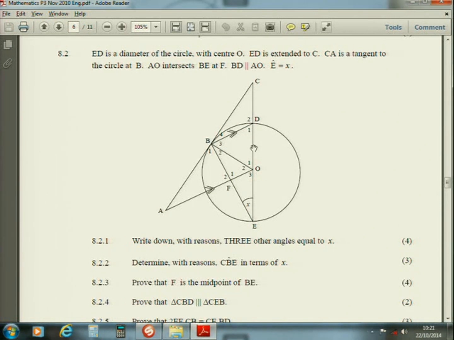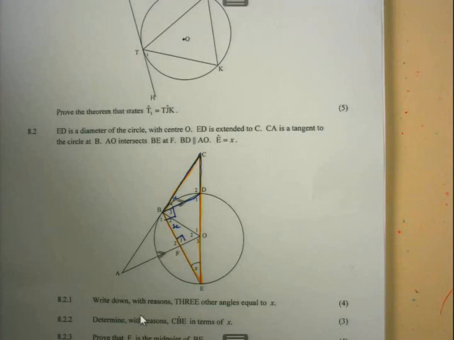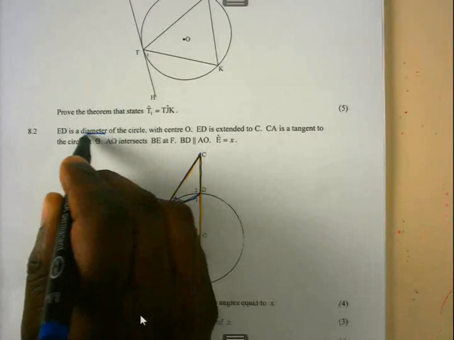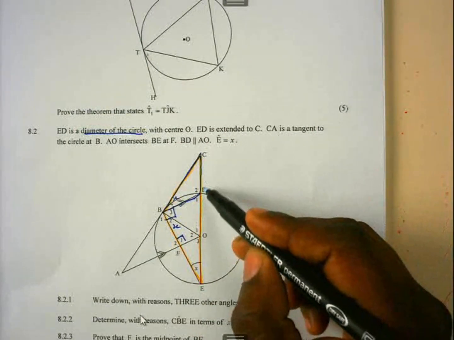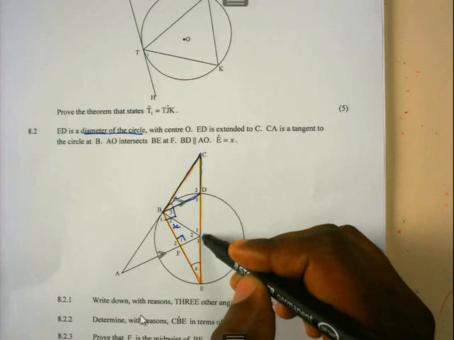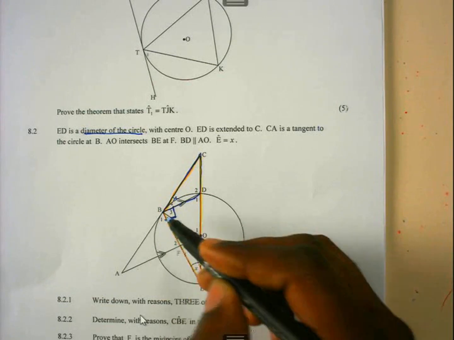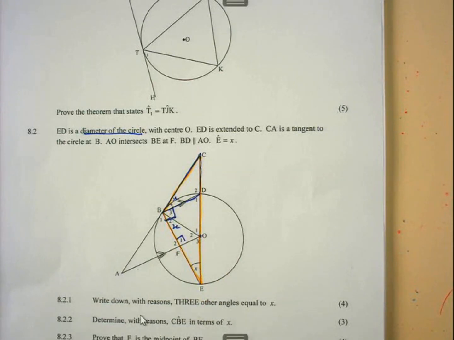Right? When you look at the statement, ED is a diameter of the circle. Ooh, that is very, very important. ED is a diameter. Once you say ED is a diameter of the circle, what do you know about a diameter? This is the center. ED is a diameter. Now it means this angle here must be how much? 90 degrees. A diameter subtends a right angle on the circle.